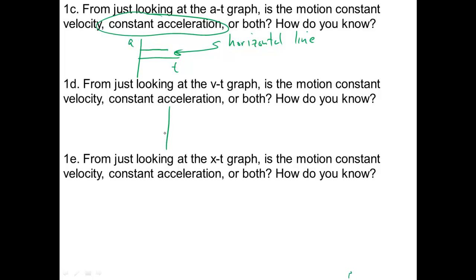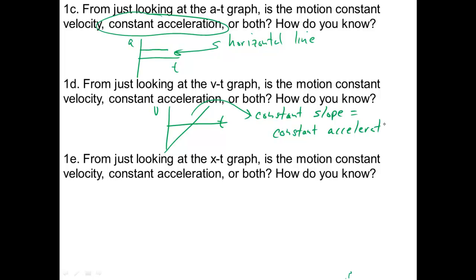On the velocity time graph, we had this sort of shape. And because the slope tells us that we've got a constant slope, because it's a straight line, we therefore must have a constant acceleration. And the reason for that is that the slope of a velocity time graph is the acceleration. So if this is a constant slope, we must have a constant acceleration.